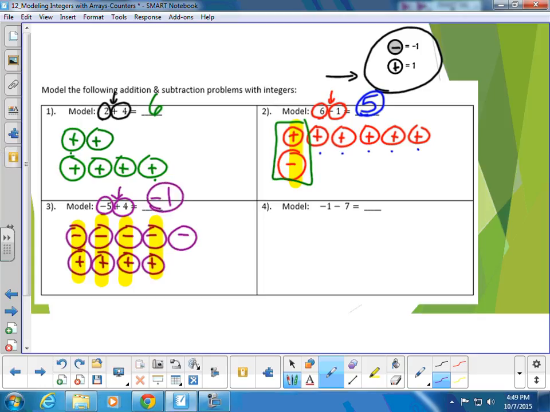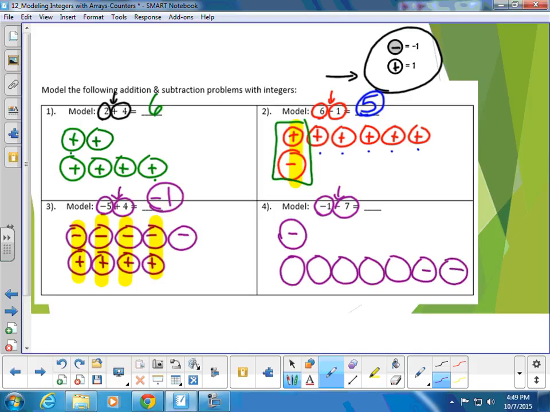Okay, the last one, again, we do not have double signs in the middle, so I'm just going to circle my integers. I have a negative 1, and then I have a negative 7. Okay, those are all the same. There's no zero pairs because they're all the same. When it's all the same, simply add.